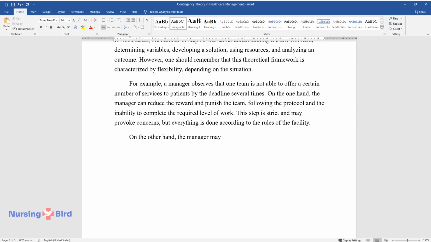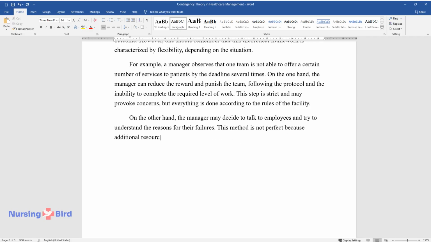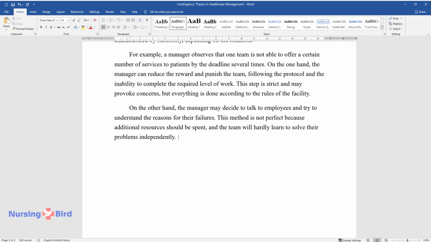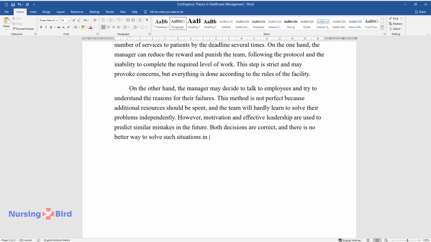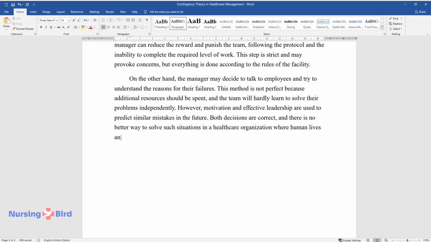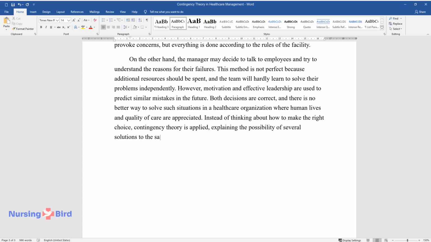On the other hand, the manager may decide to talk to employees and try to understand the reasons for their failures. This method is not perfect because additional resources should be spent, and the team will hardly learn to solve their problems independently. However, motivation and effective leadership are used to predict similar mistakes in the future. Both decisions are correct, and there is no better way to solve such situations in a healthcare organization where human lives and quality of care are appreciated. Instead of thinking about how to make the right choice, contingency theory is applied, explaining the possibility of several solutions to the same situation.